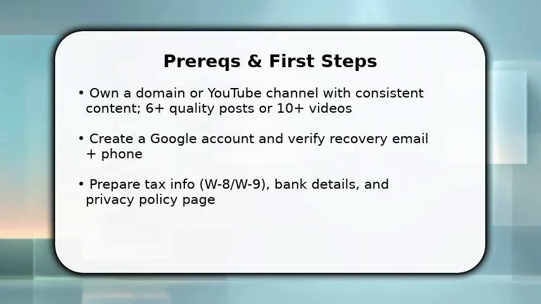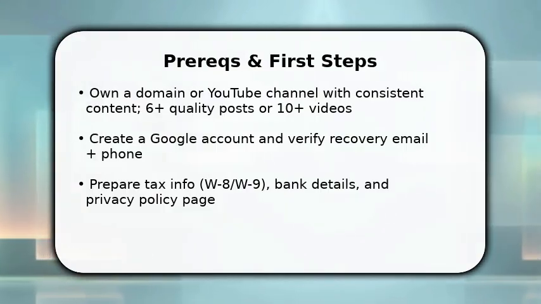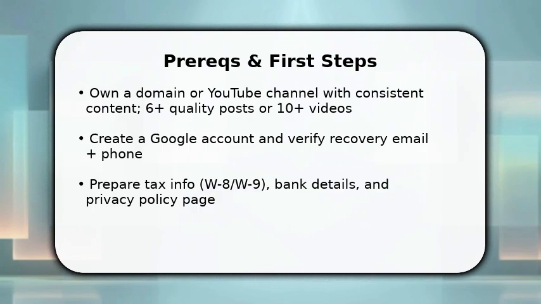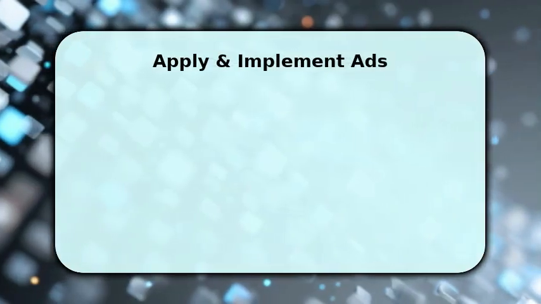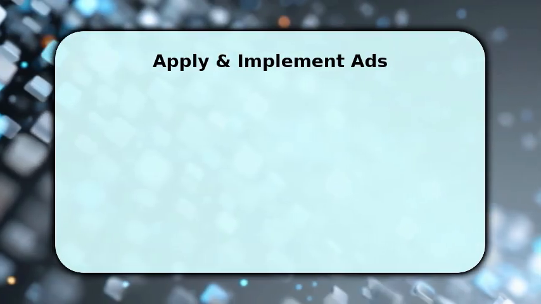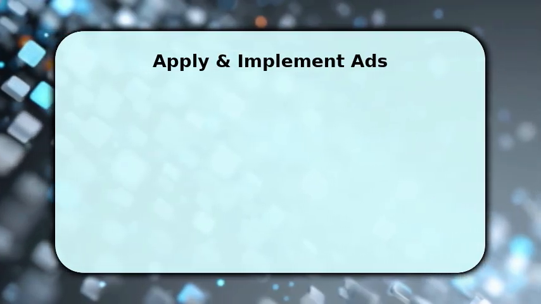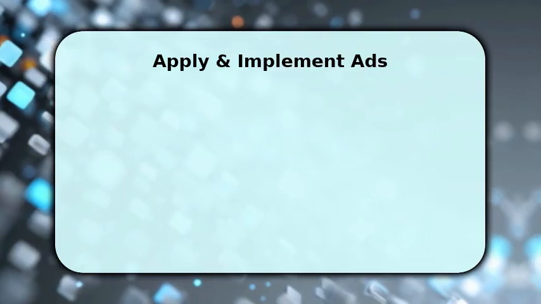You're moving fast because initial verification often stalls for missing info. Make sure you have 6+ substantial posts or 10+ videos to appear legitimate. You'll start the AdSense application and submit your site or link your YouTube channel. Google reviews content for policy compliance, so be explicit about value.